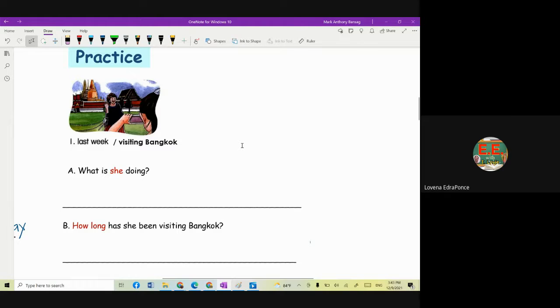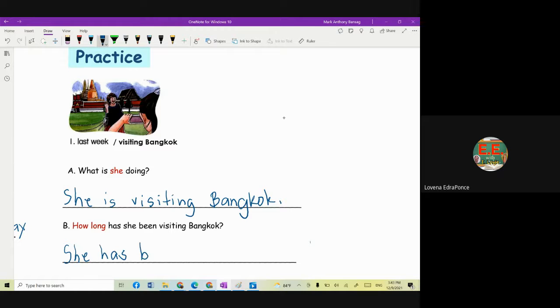Okay. So for number 1 picture, last week and then visiting Bangkok. So letter A, what is she doing? What is she doing? She is visiting Bangkok. Okay, and next is, how long has she been visiting Bangkok? So how long? So he or she has been, don't forget, been visiting Bangkok.